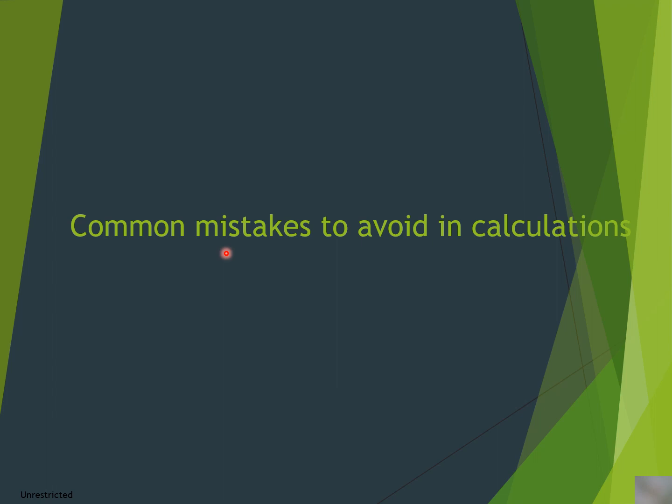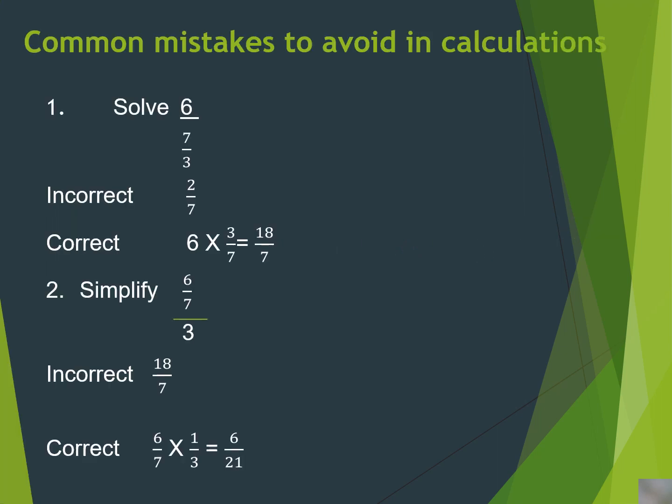So here we go, and I'm going to take some examples of mistakes which are commonly made by the students. Now, the first thing which I have taken is the fraction. When you see the fraction, if over here in the numerator we have 6, and in the denominator we have 7 by 3, normally what happens, sometimes children do it incorrectly, that they just simply cut 6 and 3 and then write the answer as 2 by 7.